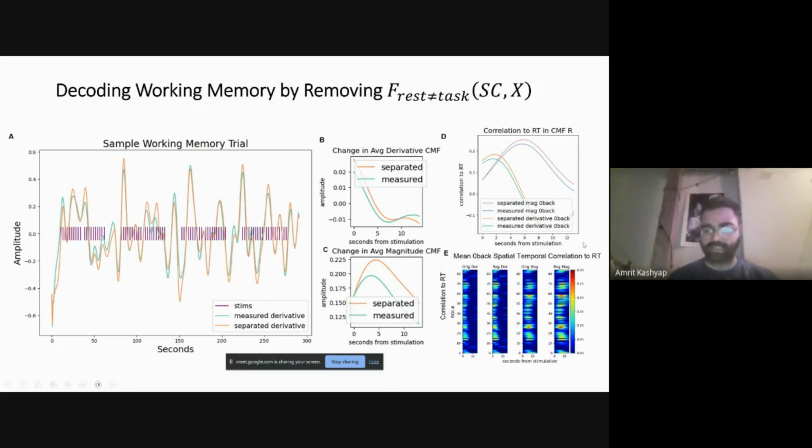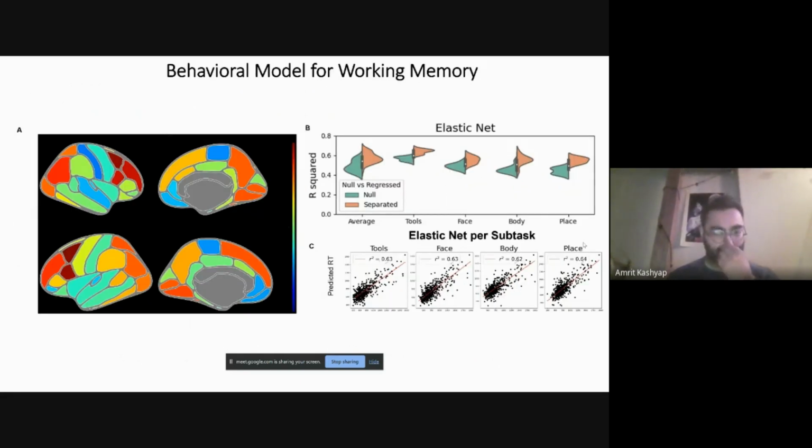So how does this translate? Well, if you look at the correlates across the brain, the areas that are highly correlated are known in working memory tasks: the prefrontal areas and the parietal areas. This matches well with previous publications. But you can also summarize this entire spatial temporal information.